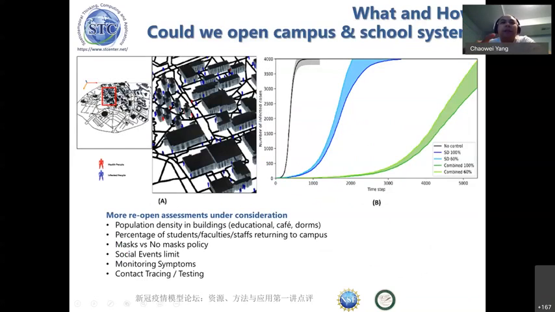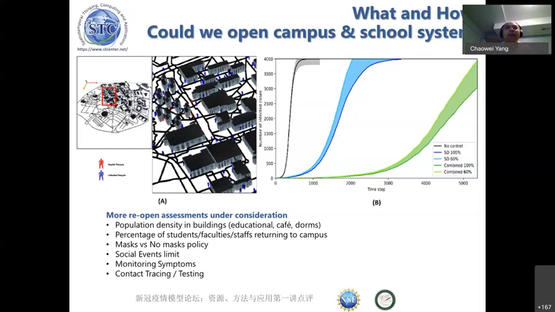Another part, this is also the last one, which leads to several issues of modeling, is the what and how. So the question is: could we open the campus and the school system in the fall semester so that we can still have students coming back? There are a lot of issues to that because the parents and the teachers are pushing the students back to school because of their mental and also physical health. But on the other side, we're experiencing the pandemic.